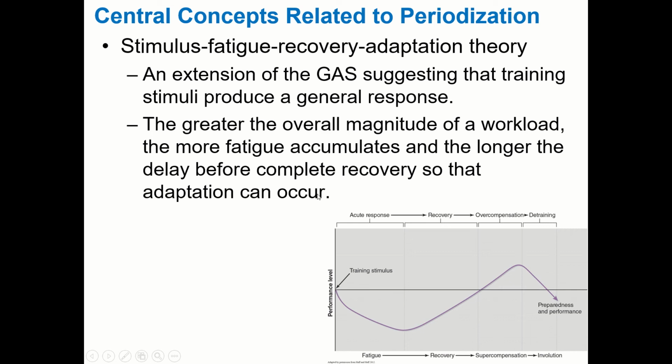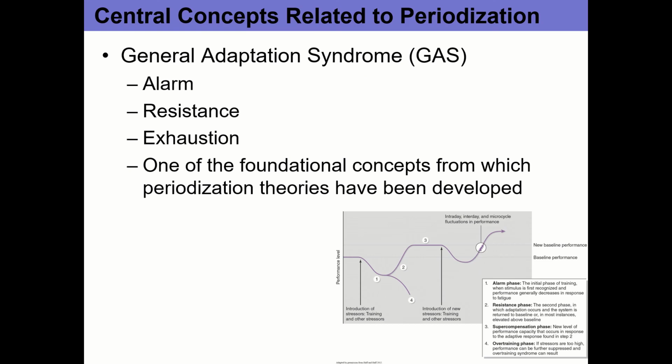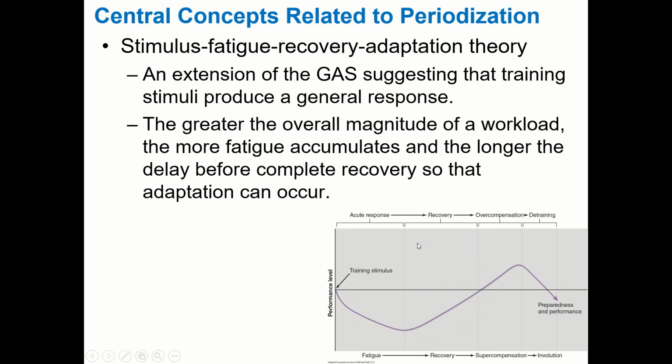So that's kind of the key difference between this theory and the general adaptation syndrome, is that it takes into account the magnitude of the workload and then the total accumulation of fatigue, versus this one, there's no accounting for that. It's basically kind of just this theoretical model of fatigue, recovery, supercompensation. But otherwise, they're basically the same idea.